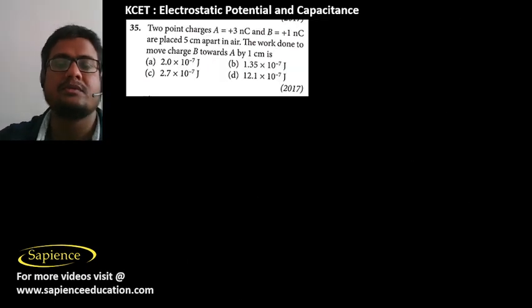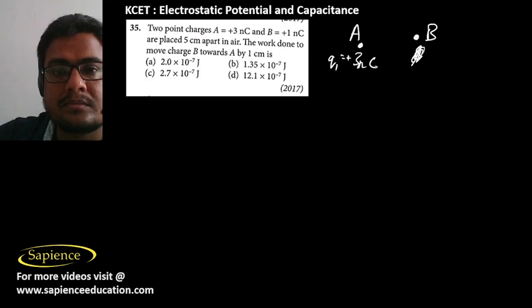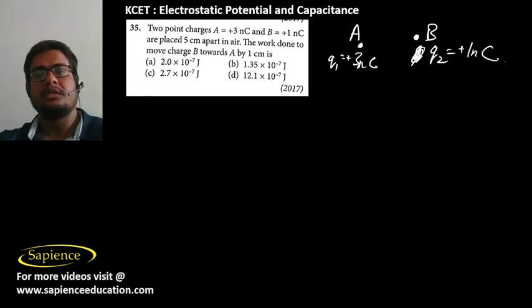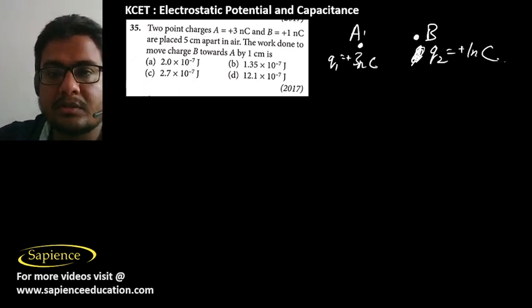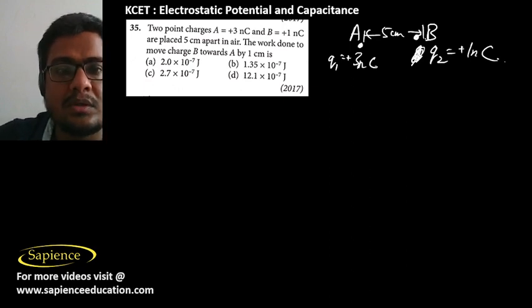Then question number 35, it is told two point charges A and B. The point charge A is having charge Q1, which is 3 nanocoulomb. Charge B is having charge Q2, which is plus 1 nanocoulomb. They are placed 5 centimeter apart in air. The work done to move charge B towards A by 1 centimeter.